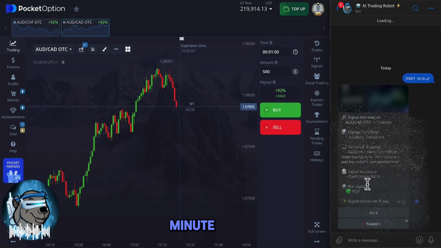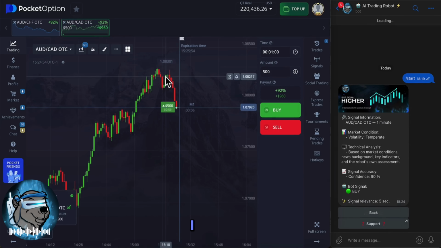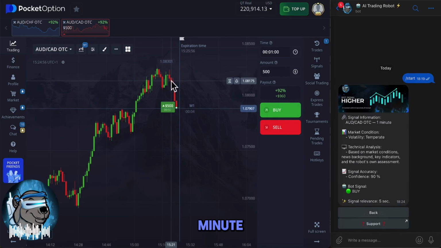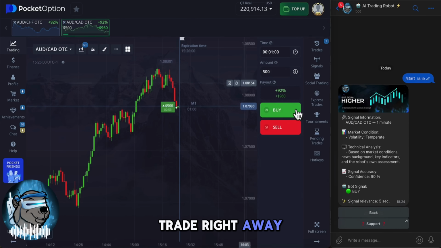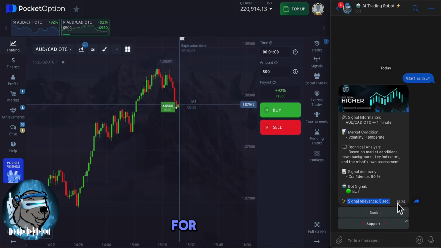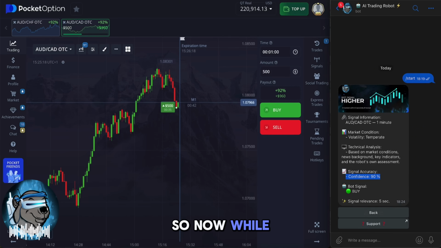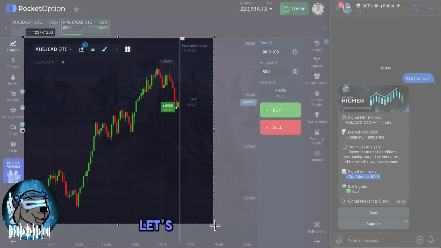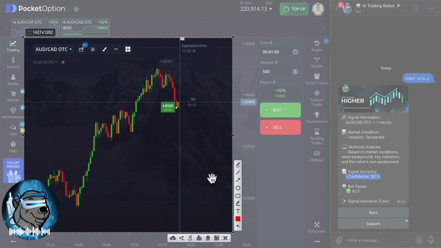We select 1 minute, and the trading robot tells me I need to open a buy trade for 1 minute. I immediately follow the trading robot's advice and open the trade right away, because the current signal is valid for 5 seconds. The accuracy of this signal that it provided me is 90%. The trading robot gave this percentage based on the market analysis it performed for me at the moment I requested it. So now, while this trade is in progress, let's analyze together what's happening here.